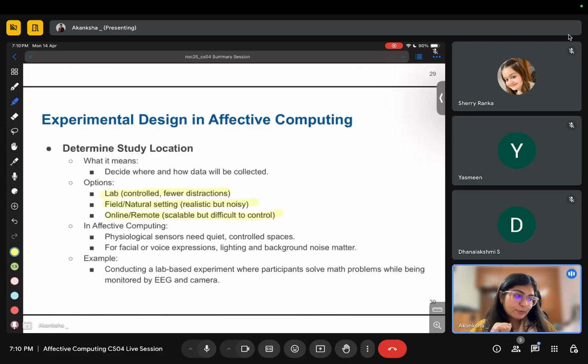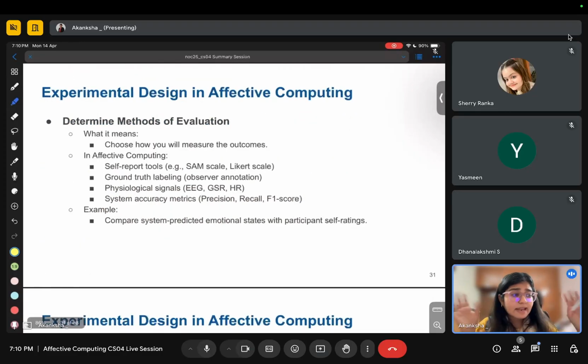Okay, so an example is conducting a lab based experiment where participants solve math problems while being monitored by EEG and camera. So आपने एक setup बना दिया अपने desk अपने lab में, then people are just coming and taking part in this experiment and they are leaving. ठीक है, now we have designed everything. Now how are you going to evaluate कि मैंने क्या सा feel किया. ठीक है, labeling is very important ना.